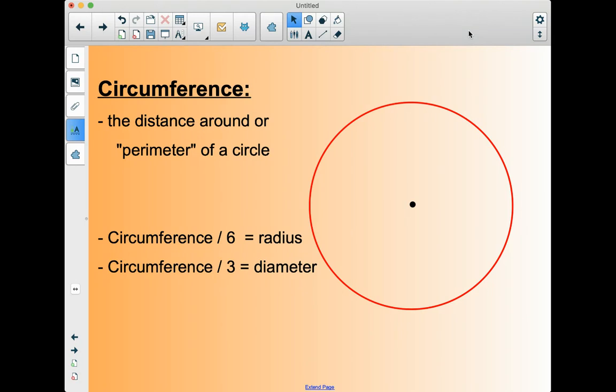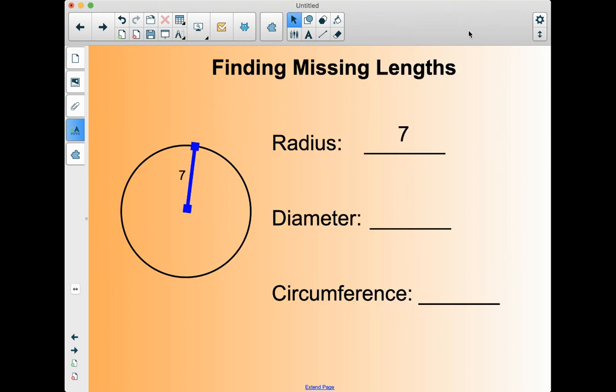And the last part is the circumference. It is the distance around or the perimeter of a circle. You can find the radius and diameter by dividing. The circumference divided by 6 will give you the radius, and the circumference divided by 3 will give you the diameter. So what if I'm missing lengths?